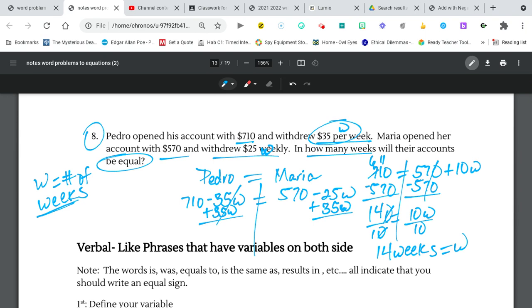I'm just curious to see what that is, because I might have put down a bad problem. No, I didn't. It works out. Hold on, guys, I'm just checking something. In 14 weeks, they each have $220. I'm not asking you to figure that out, but just figure out this part.